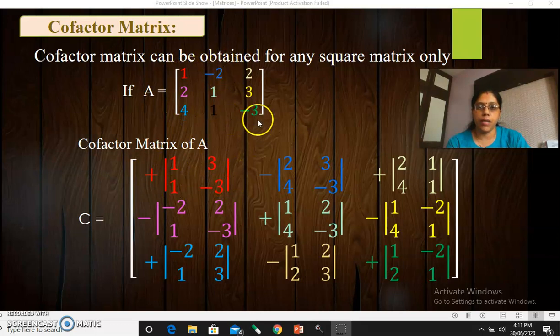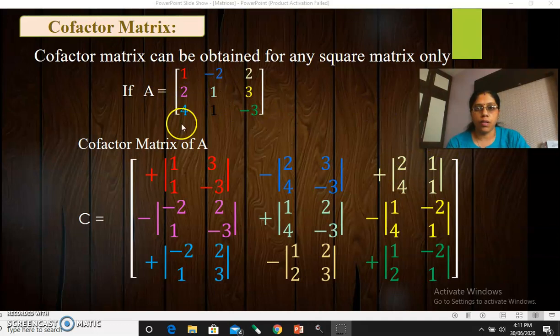Next, for the second element minus 2, its cofactor has a minus sign, into the determinant of the remaining elements. You hide the corresponding row and column of that element and write the remaining 4 elements as they are: 2 3, 4 minus 3. Then for the last element of the first row, 2, hide the row and the column. The remaining 4 elements are 2 1, 4 1. You just have to compile them into a 2 by 2 determinant.